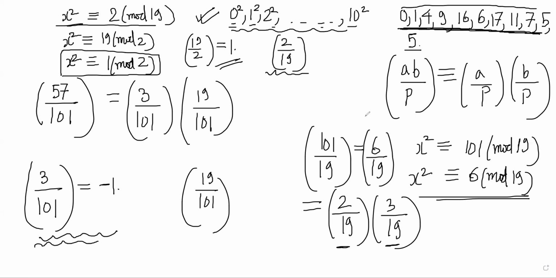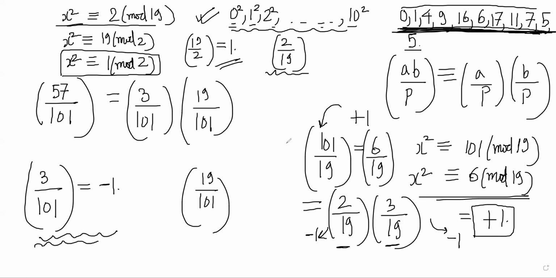So what we get is (2/19) is -1 here, right? And similarly (3/19). Notice that 3 is also not a quadratic residue, right? So (3/19) is also -1. So that means that (6/19) is +1, right? And if (6/19) is +1, that means (101/19), Legendre symbol, is +1.